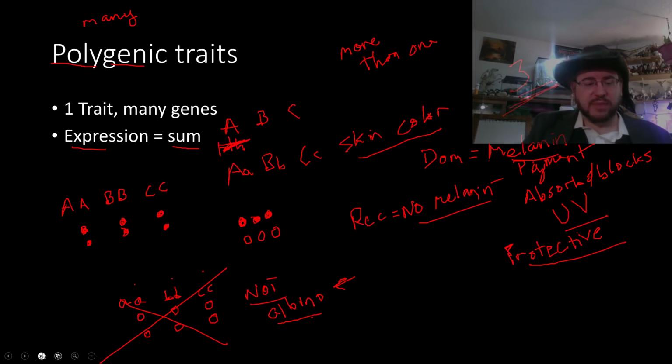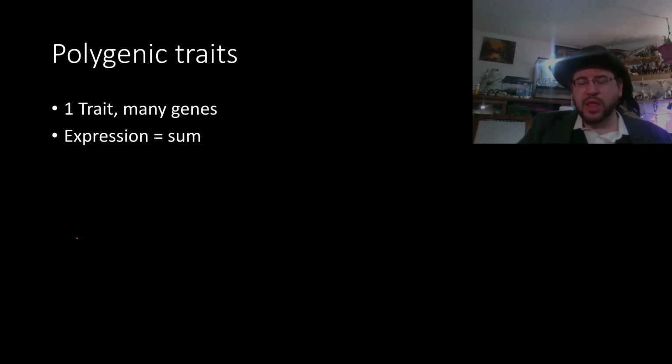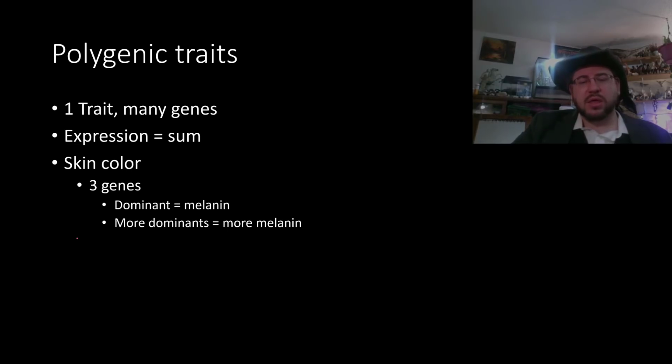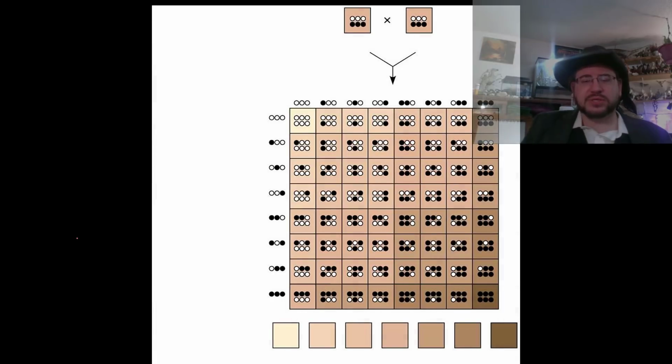And that was a huge tangent. I'm not even technically talking about that kind of inheritance right now. So anyway, it's pretty sweet. Skin color, three genes, dominant is melanin. More dominant alleles means more melanin. And it produces this beautiful, beautiful gradient of skin color.